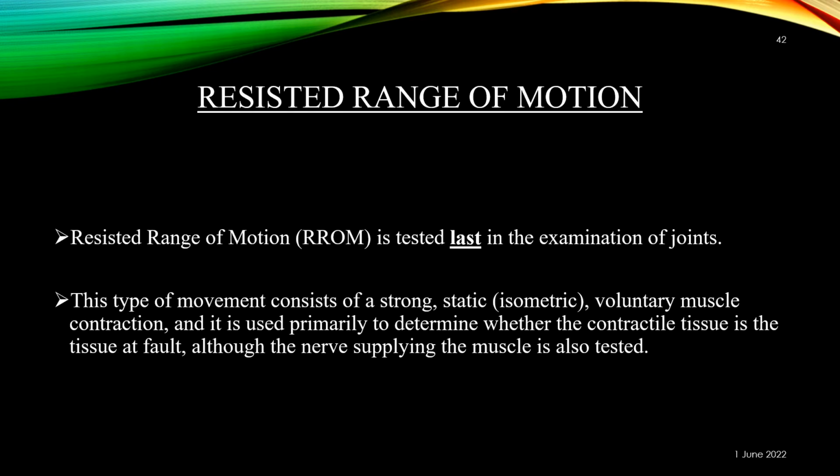Now we have the resistant range of motion. This is the last component. So we have the functional assessment, active range of motion, passive range of motion, and resistant range of motion is the last in the examination. This is a together one, as I said.